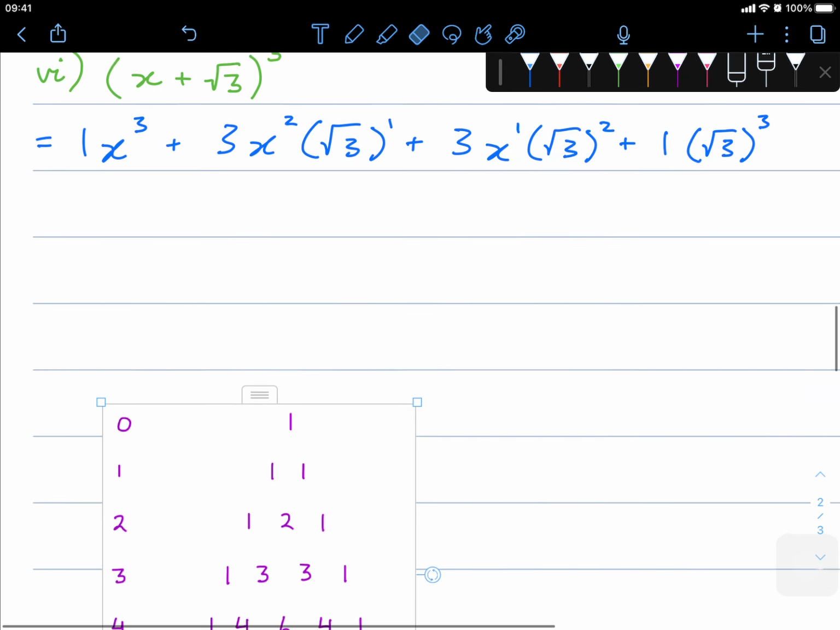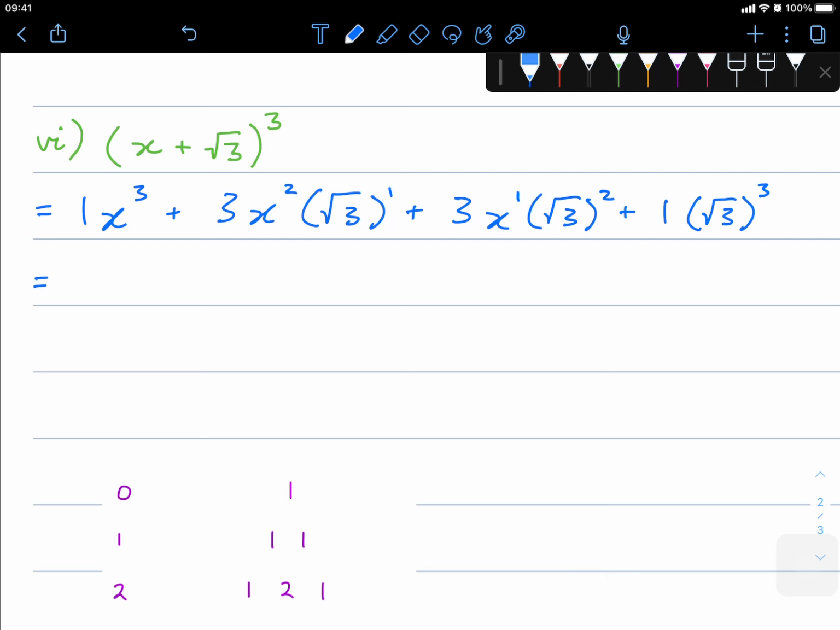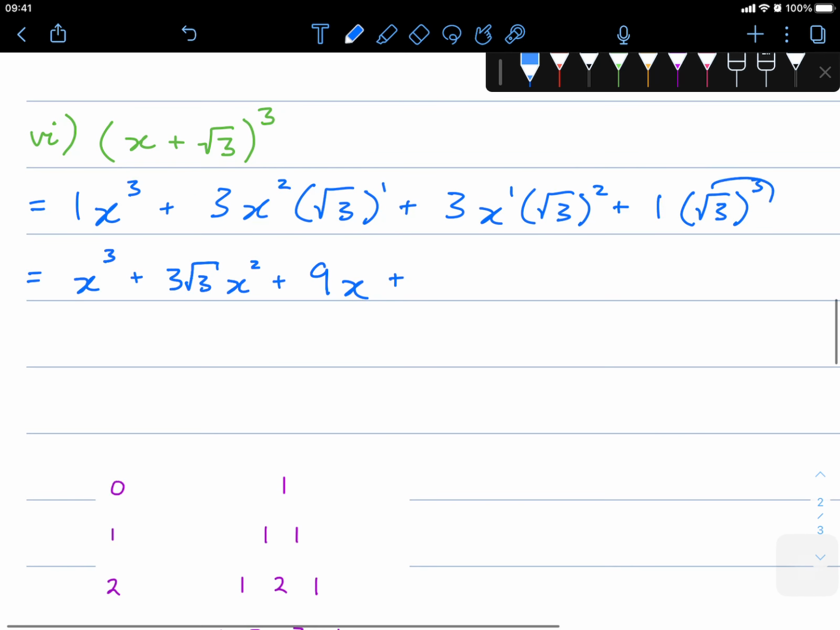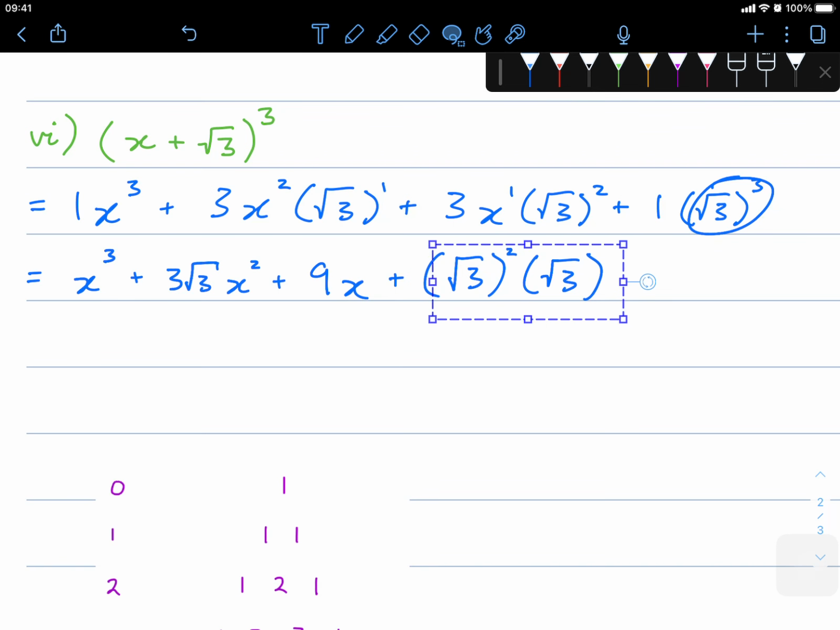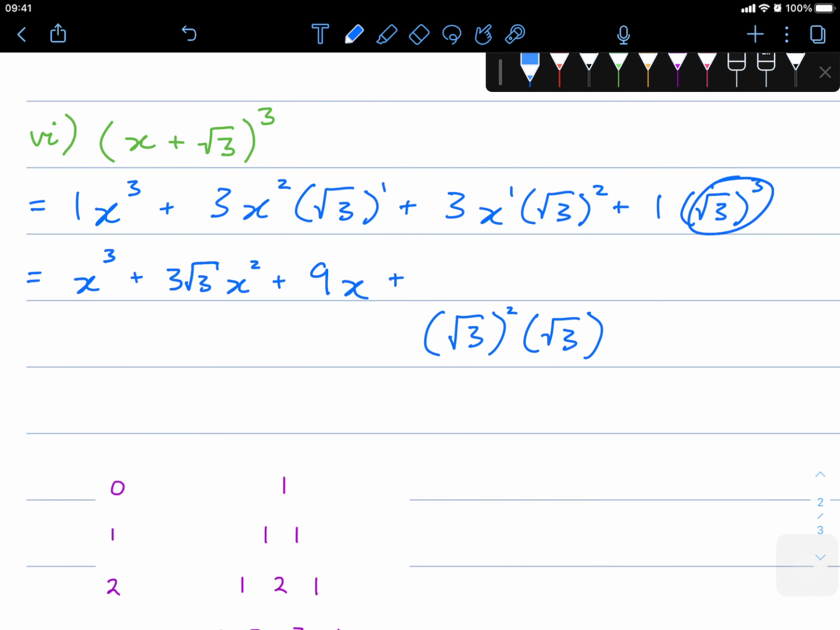And expanding these even further, this just stays x cubed. This becomes 3 root 3 x squared. Very tricky in this one. Root 3 squared is 3, so 3 times 3 is 9x. And this last one, root 3 cubed is the same as root 3 squared times root 3. But as we saw, root 3 squared is 3. So the last number is 3 root 3.